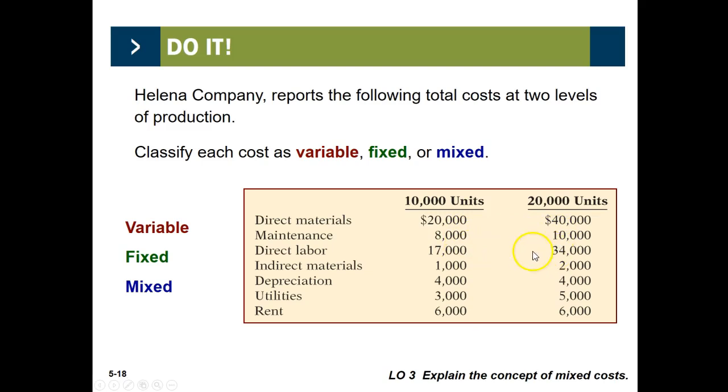Direct labor, you can see, is variable. Indirect materials is variable. Depreciation is 4,000 at one level, 4,000 at the other, obviously fixed. Utilities is a mixed cost, and rent would also be fixed.